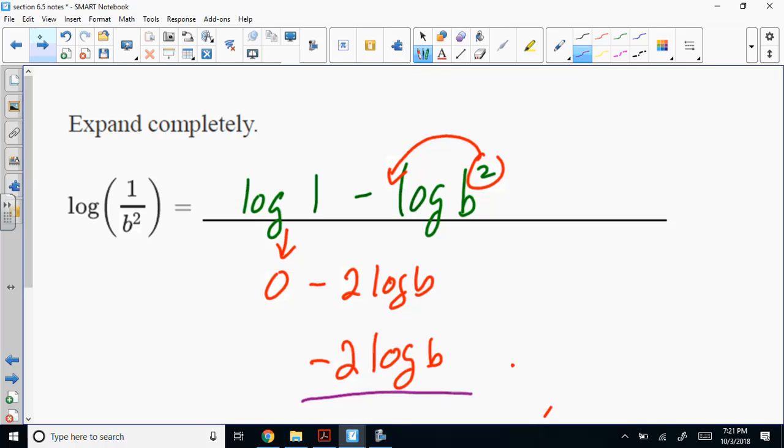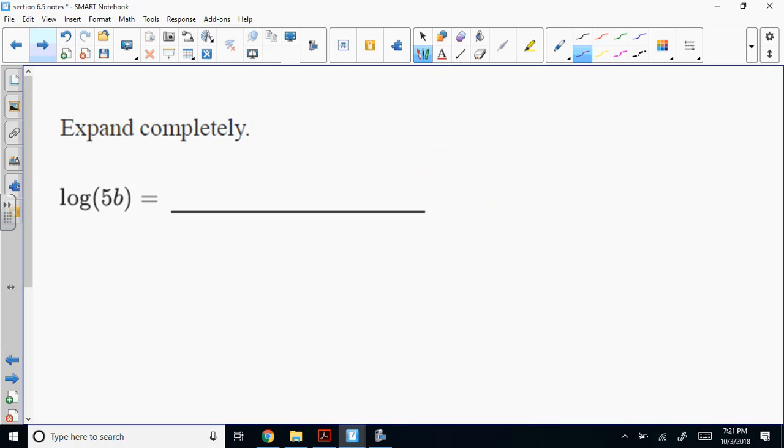Okay. All right. Now, what about this one? Let's see what you can do on this one. So we're looking at log of 5 plus log of B. It's a common log, so we don't have to worry about a base because the base is 10. Any questions on those? You good?